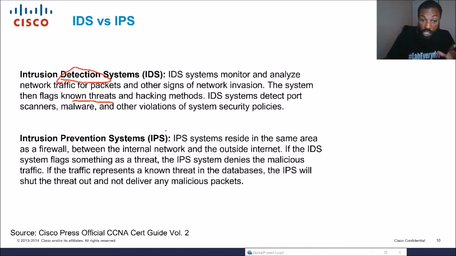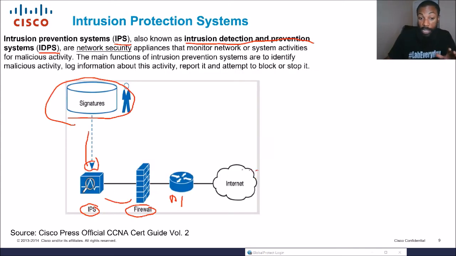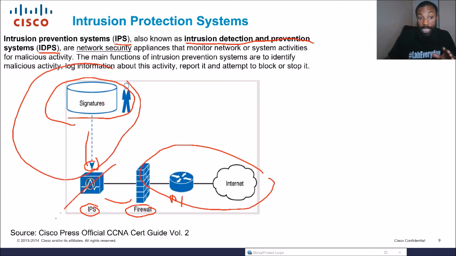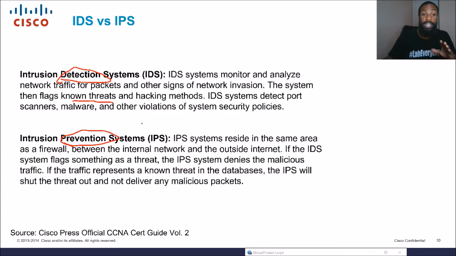Intrusion prevention, IPS. Notice the difference between the two, right? This one prevents. So IPS systems reside in the same area as a firewall, between the internal network and the outside internet, which is what we said right here. It sits between the firewall and internet and our local area network, which sits right here, right? So it would be kind of like the border, the IPS, in this sense, or IDS even.